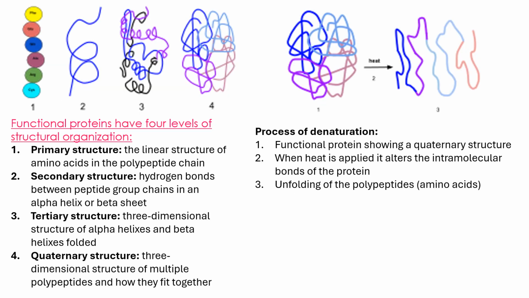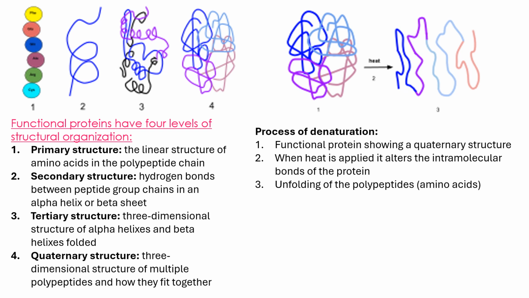Functional proteins have four levels of structural organization. Primary structure is the linear sequence of amino acids in the polypeptide chain. Secondary structure has hydrogen bonds between peptide groups in chains, forming an alpha helix or beta sheets. Tertiary is the three-dimensional structure, where the alpha helix and beta sheet are folded.